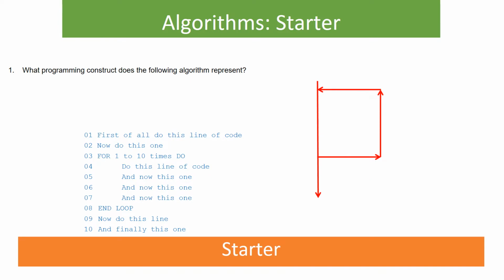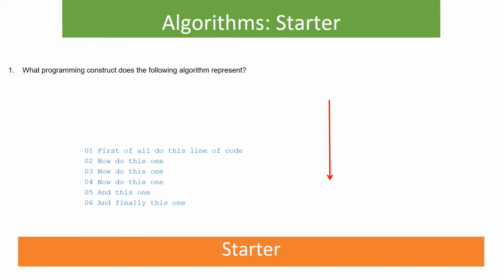Have a look at this programming construct. What does it represent? Hopefully you've realised it represents a loop. We've got a for loop here and it's going to repeat code between 1 to 10 times. Have a look at the third programming construct. What do you think it represents? This would actually represent a sequence. Every line of code will be run in order.